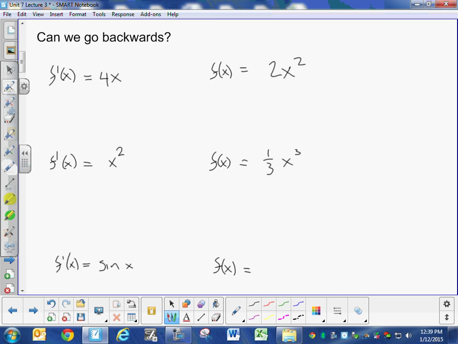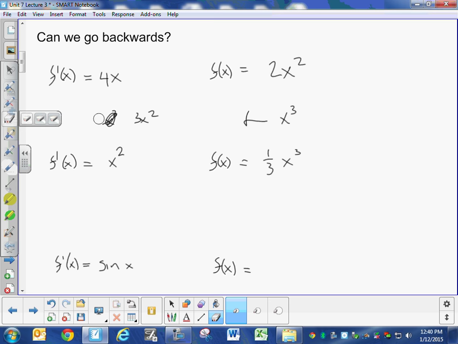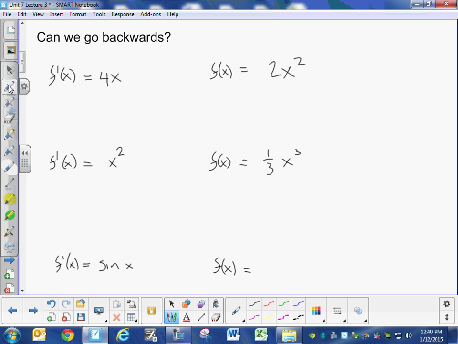Definitely correct. Now, you just think about it. The derivative of x cubed is 3x squared. But we just have x squared, so I need to account for this 3, which is why I have this 1/3 here. Okay? Then what about the last one? Negative cosine x. Good.